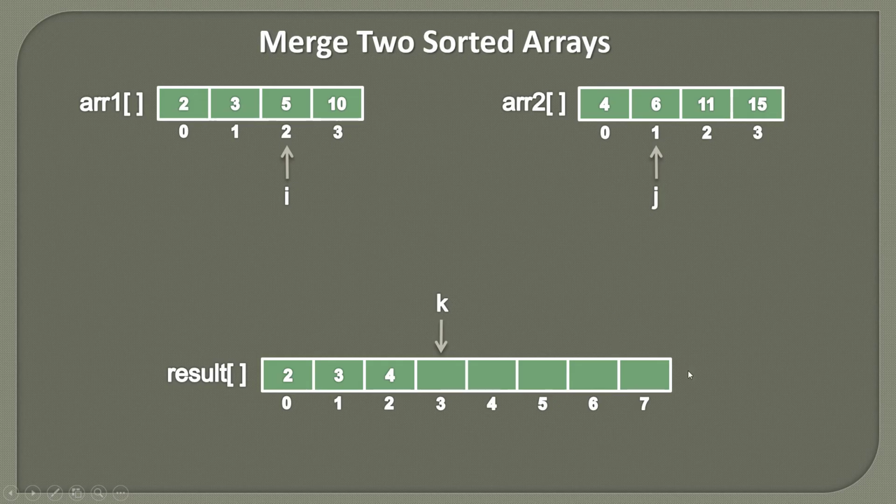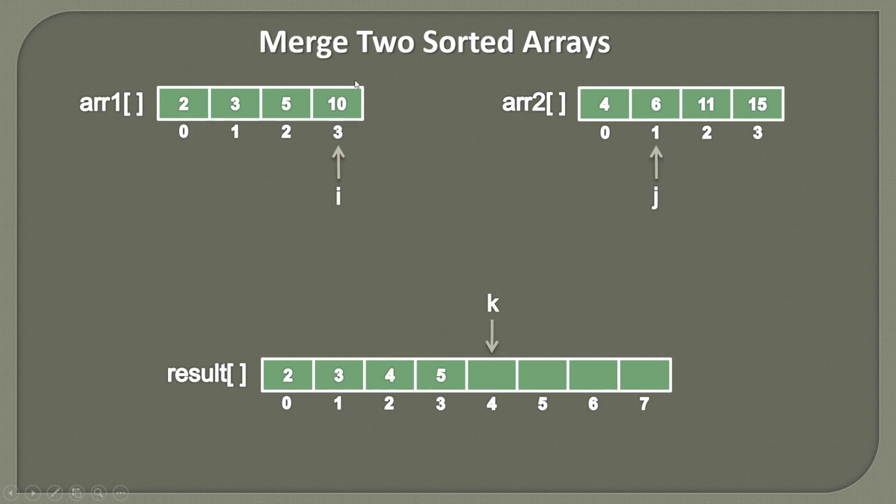filled inside this array. So now as we have incremented j by 1, we'll compare 5 and 6 because those values are referred by I and jth index. And here we know that 5 is less than 6. So we'll simply update 5 value at the kth index. And as we have used this value, we'll increment I by 1.